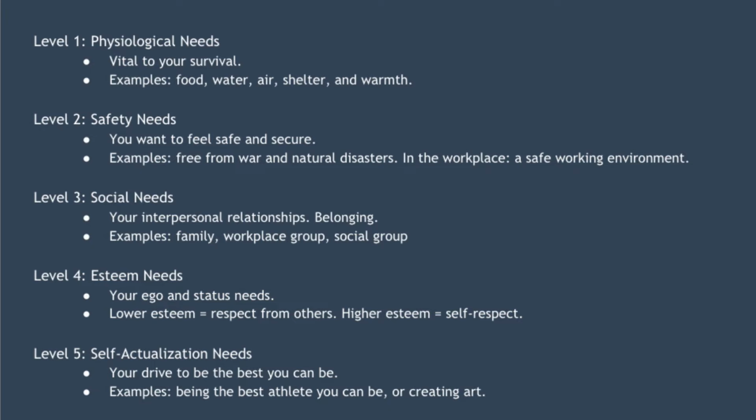Now, these needs are your ego needs and your status needs. At this level, you will be motivated by getting recognition from others, achieving a high status, respect, and feeling important. Now, in a nutshell, you want to feel like you're making a contribution to the world and that others recognize this contribution. Now, according to Maslow, there are actually two sets of esteem needs: lower esteem and higher esteem.